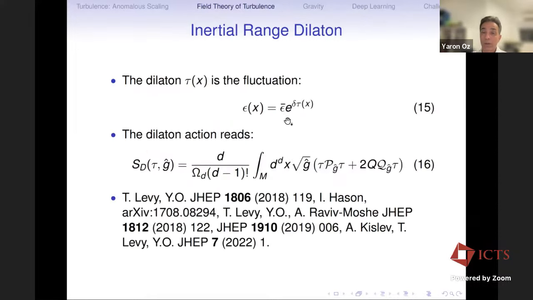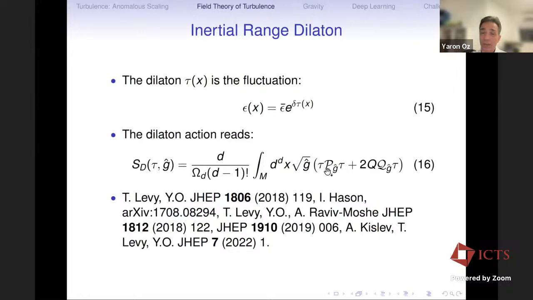How do I find the Goldstone boson? I parameterize the quantity that was breaking the symmetry as its expectation value times e to the tau, where tau is the Goldstone boson and delta is some parameter. Now I can ask, what is the action of this Goldstone boson? I can use symmetries and the fact that I'm in the inertial range of scales and cut the derivative expansion, and actually I can come up with the action. It's the analog of the Coulomb gas in two dimensions.